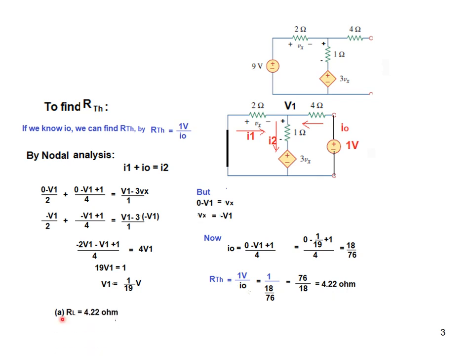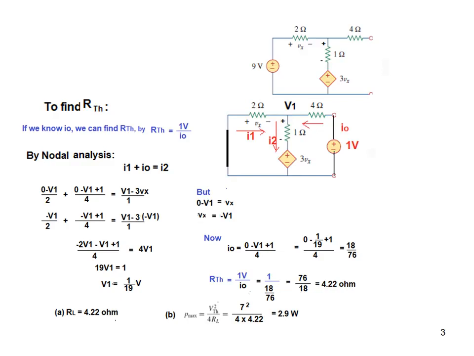Okay, so the first part was to find the value of RL for maximum power transfer. We know that for maximum power transfer, RL is equal to R Thevenin, so RL will also be 4.22 ohm. The second part was to find the power, and this is the formula for maximum power: V Thevenin squared over 4 RL. V Thevenin is 7, so 7 squared over 4 multiplied by 4.22. Our answer is 2.9 watt.